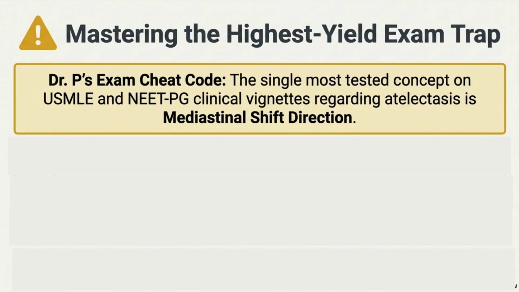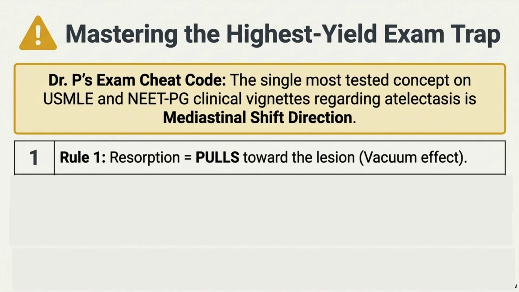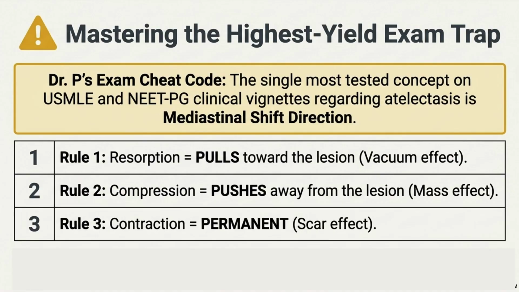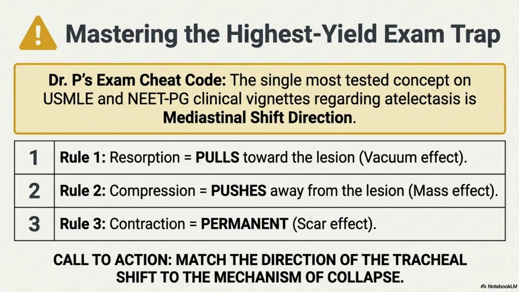Here is Dr. P's exam cheat code. The single most tested concept on USMLE and NEET-PG clinical vignettes regarding atelectasis is mediastinal shift direction. Rule 1: Resorption equals pulls towards the lesion due to the vacuum effect. Rule 2: Compression equals pushes away from the lesion due to the mass effect. Rule 3: Contraction equals permanent due to scar effect. My call to action for you today: match the direction of the tracheal shift to the mechanism of collapse.